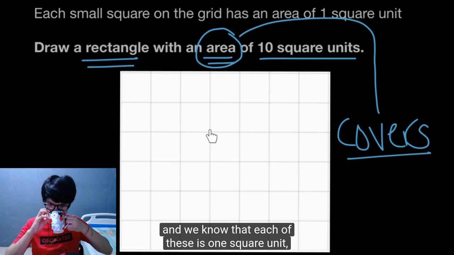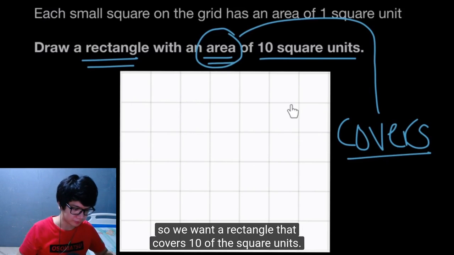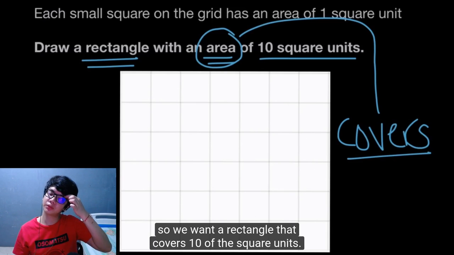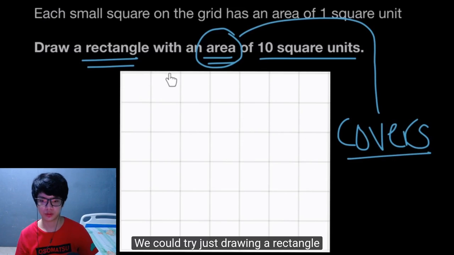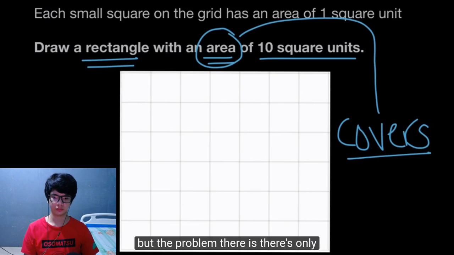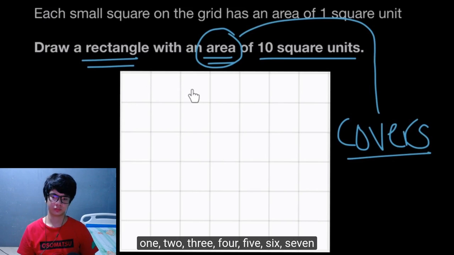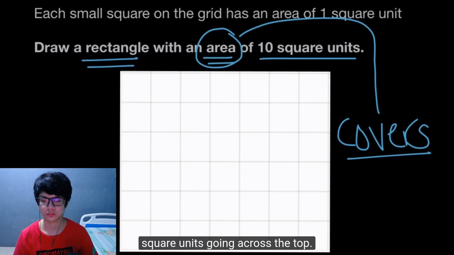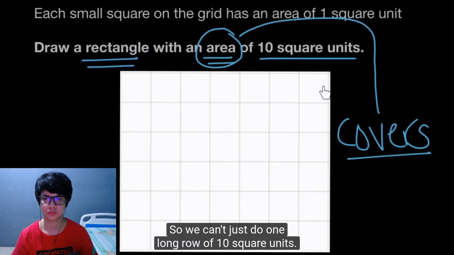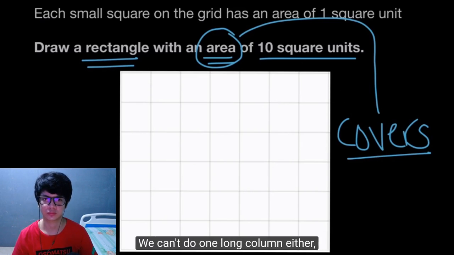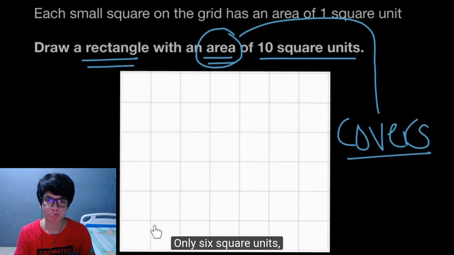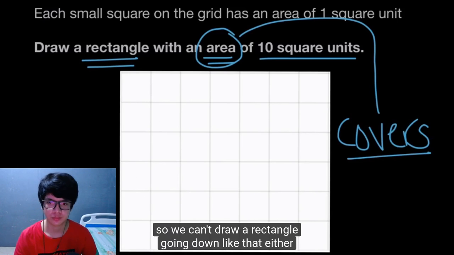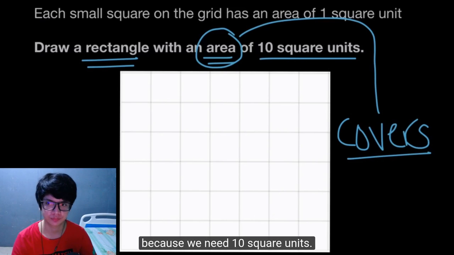And we know that each of these is 1 square unit. So we want a rectangle that covers 10 of the square units. We could try just drawing a rectangle right across this top row until we get 10 square units. But the problem there is there's only 1, 2, 3, 4, 5, 6, 7 square units going across the top. So we can't just do one long row of 10 square units. We can't do one long column either, because 1, 2, 3, 4, 5, 6. Only 6 square units, so we can't draw a rectangle going down like that either. Because we need 10 square units.